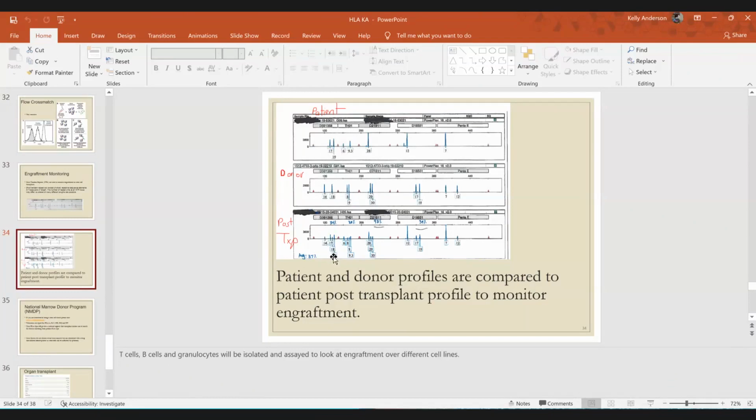So what you want to see is that the donor takes over and you don't see any of the patient's type left. So here it looks like it's kind of half and half. So usually if at 30 days it's not looking great like this, then they'll do a 60-day, a 90-day, and keep watching.